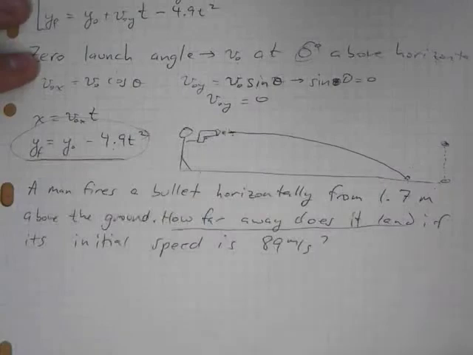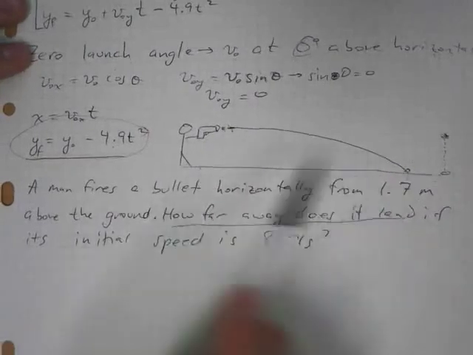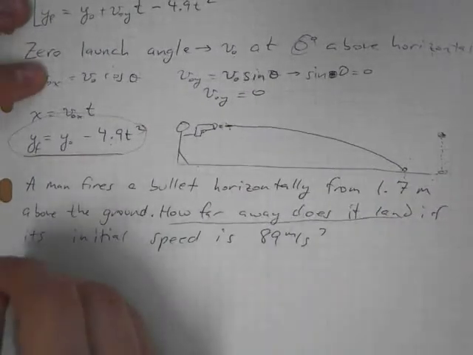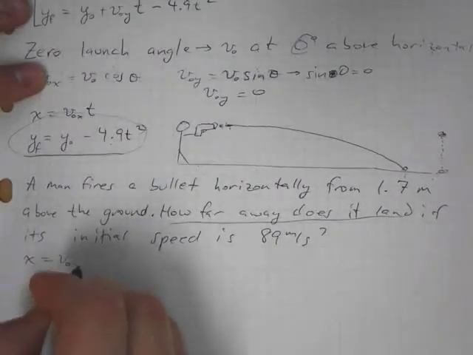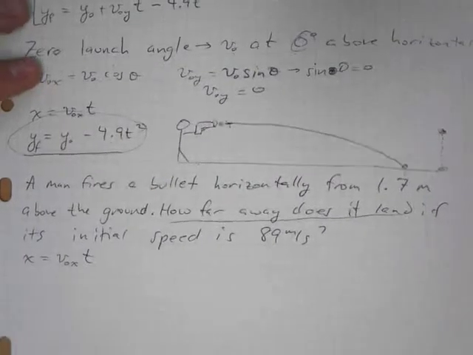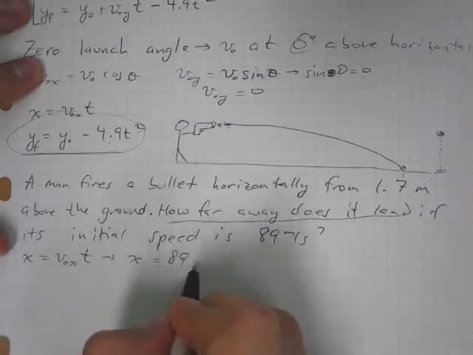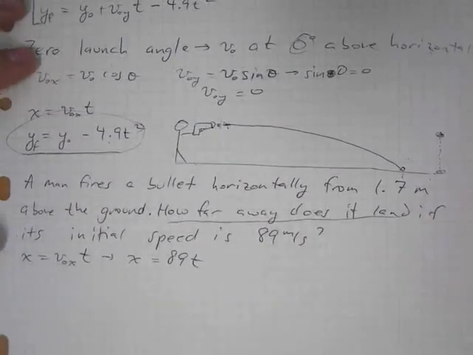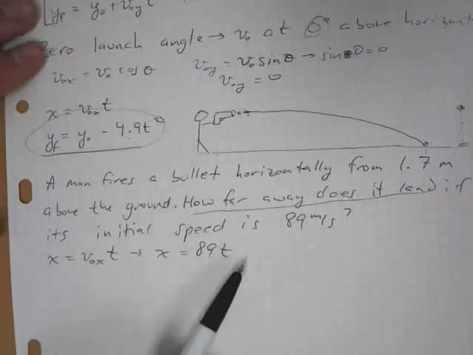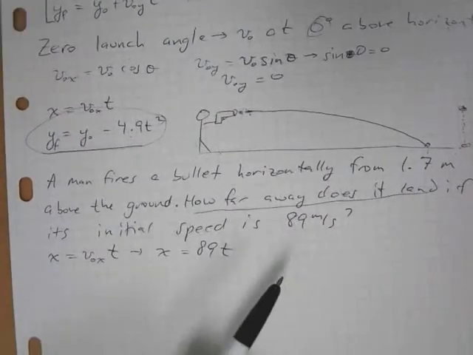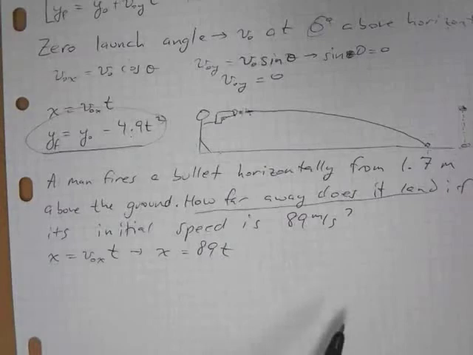So we know we can find the x distance by taking v naught x times time. And we know that v naught is 89 meters per second, but we don't know what time is. So that means there's going to be another step to figuring this out. And this is a common theme in projectile problems. You'll use the y equation to solve for time and then plug that into the x equation.